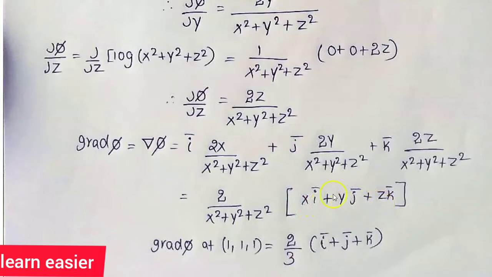So finally we have 2 by x squared plus y squared plus z squared into x i bar plus y j bar plus z k bar. But the question says that we have to find grad phi at the point (1, 1, 1). So we substitute x, y and z as 1, 1, 1 respectively. After substituting, we have 1 squared plus 1 squared plus 1 squared, which is 1 plus 1 plus 1, that is 3. So we get 2 by 3 into i bar plus j bar plus k bar. Finally, grad phi at (1, 1, 1) is 2 by 3 into i bar plus j bar plus k bar.